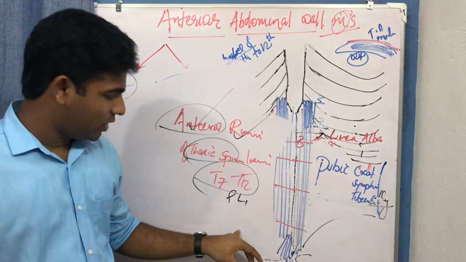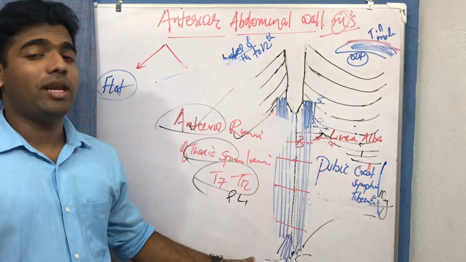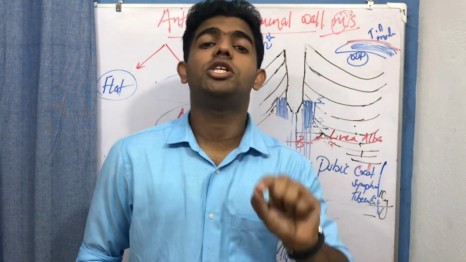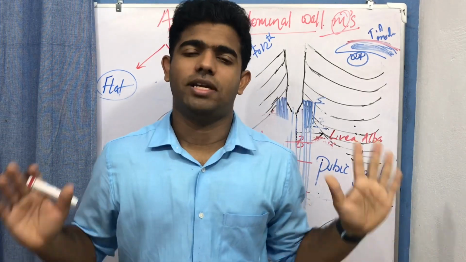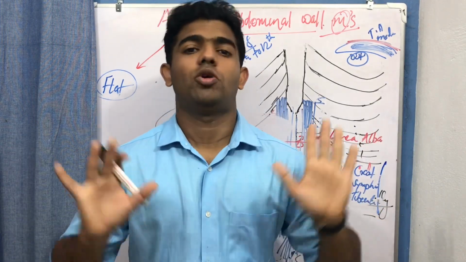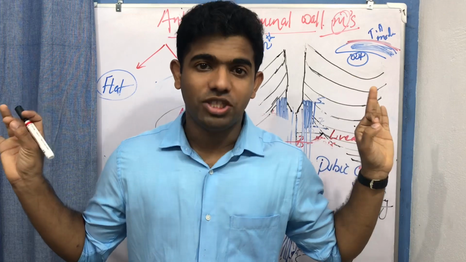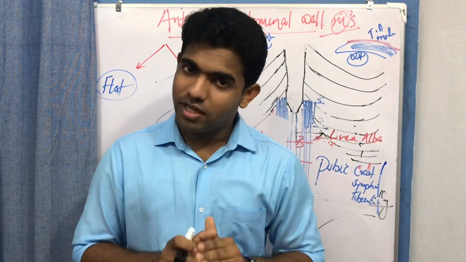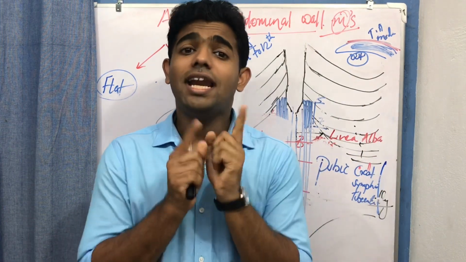Whereas in the case of your pyramidalis, it is the anterior rami of T12, the lowest thoracic spinal nerve. It's the anterior rami of T12. That is the nerve supply, which is again so simplified and easy to remember.